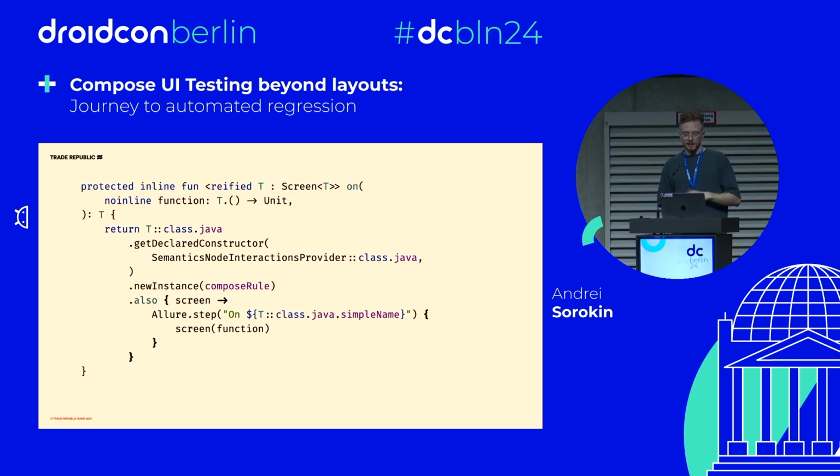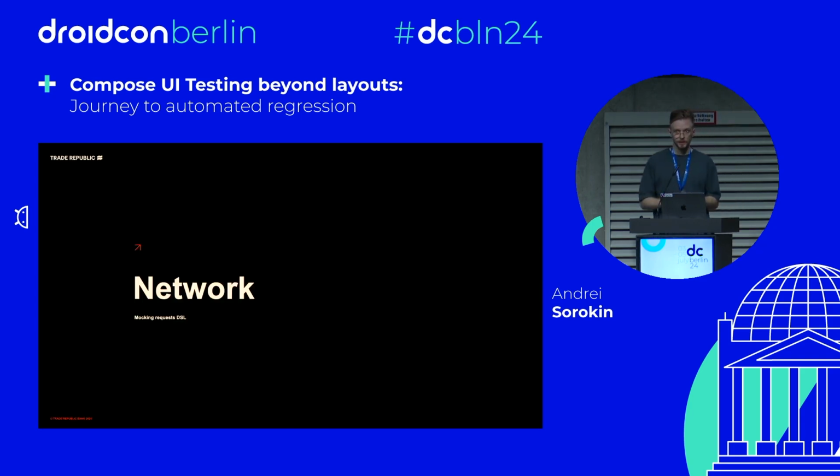And then the on function, essentially we take the constructor of the screen that we defined, use the compose rule out of the base UI test. It sits in the base UI test. And then we also have a hacky way to integrate with Allure, so just log it as a screen step, so you actually see it in the report. And that's pretty much it, how you can set it up.